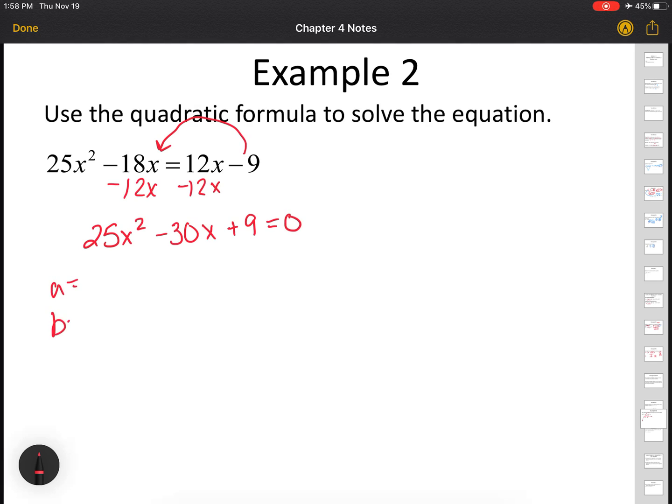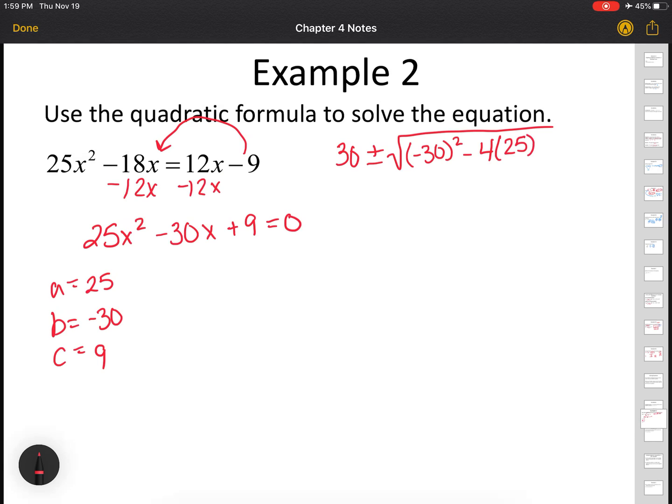Now pick out A, B, and C. So A is 25, B is negative 30, and C is 9. So let's plug these in. Well, negative B. My B is already negative, so it's going to turn positive. And I'm starting with that square root, so B squared, or negative 30 squared, make sure you're putting it in parentheses, you're going to get a negative number, minus 4 times 25 times 9, all over 2 times your A, which is 25. Okay? So if I start to simplify, 30 plus or minus.